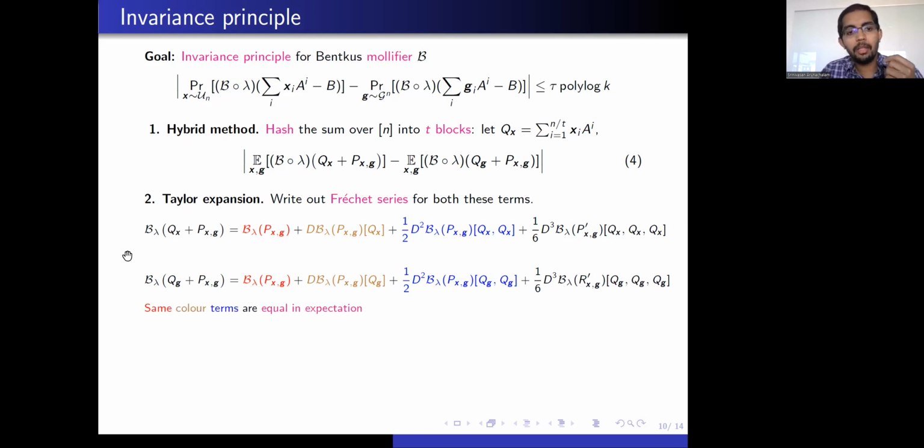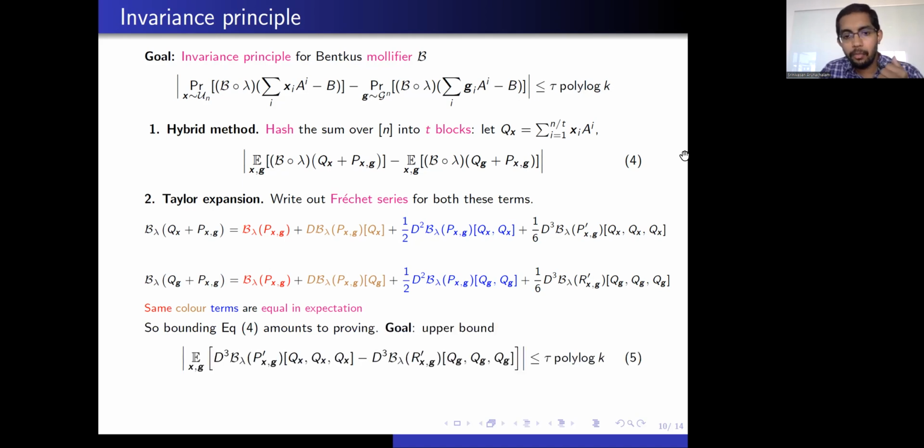What we observe is that the same color terms are actually equal in expectation, where the expectation is over x and g. So red cancels, brown cancels, blue cancels. And what we are left with is just the black terms. So if you want to understand equation 4, we need to show that the third order terms are at most tau times polylog in k. Right. So this is the goal.